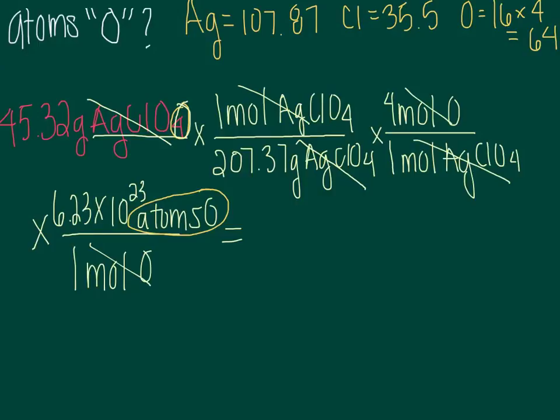Then you place it into your calculator, and you would get 5.44 times 10 to the 23rd atoms of oxygen.